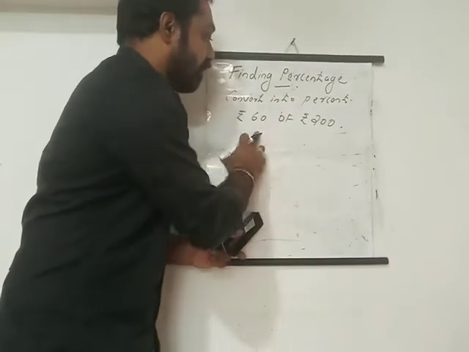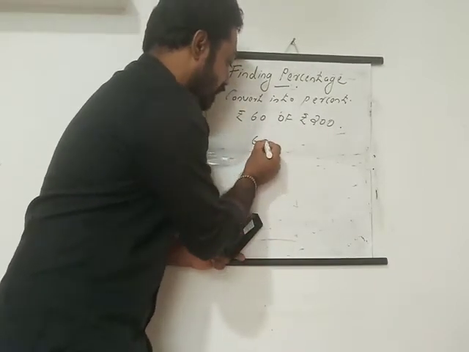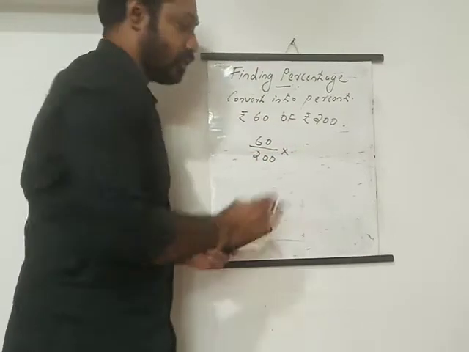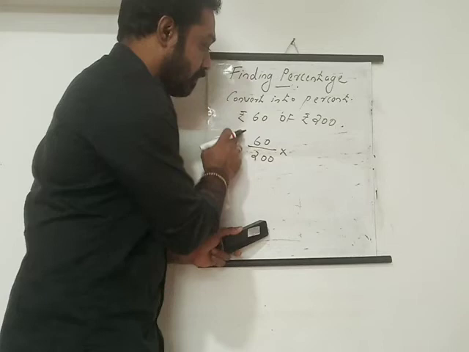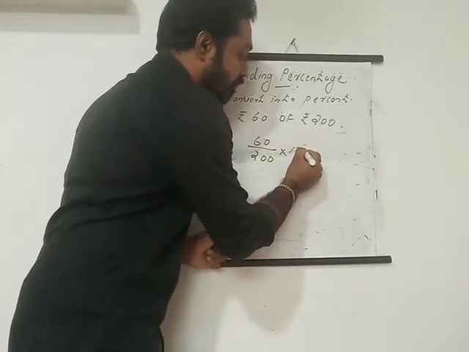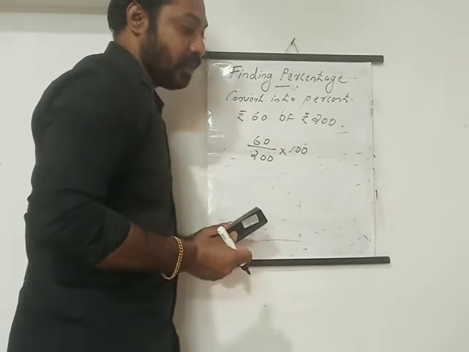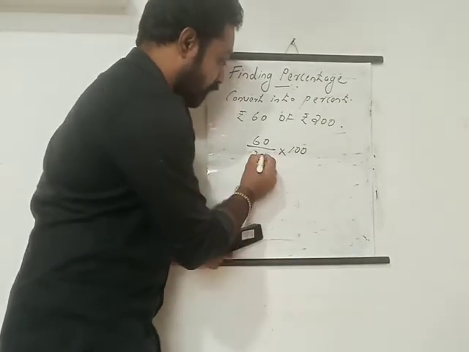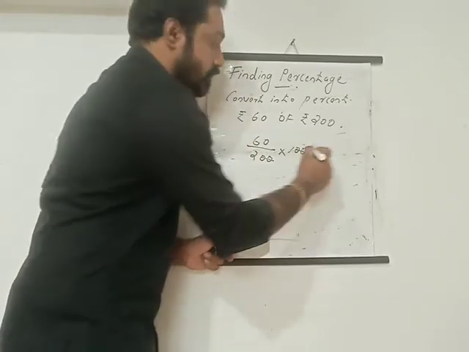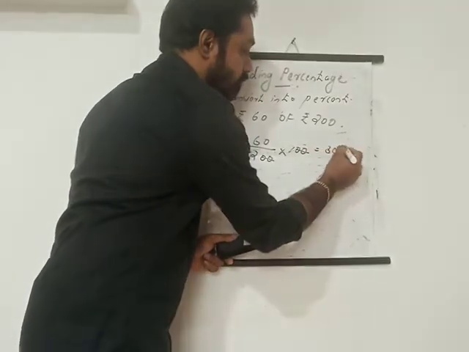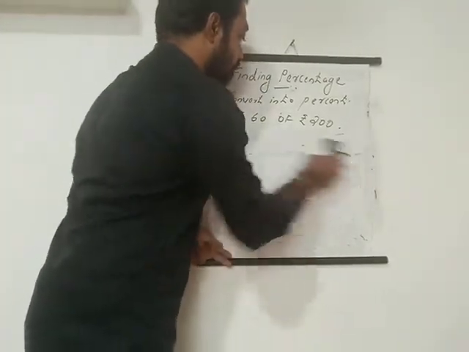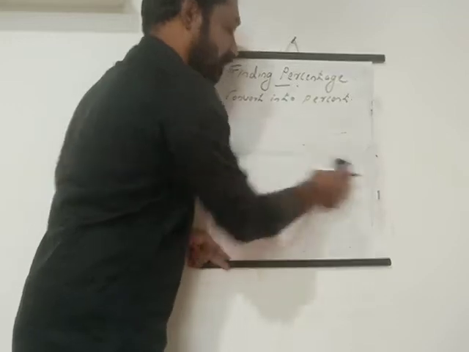Here we need to find 60 is how many percent of 200. So 60 divided by the total, 200, into 100. When you do this, we will get the answer. Here you can see that this 20 we can cancel. Then 60 by 2, which is 30. So 30% is the answer. Got it? Okay. Next one.